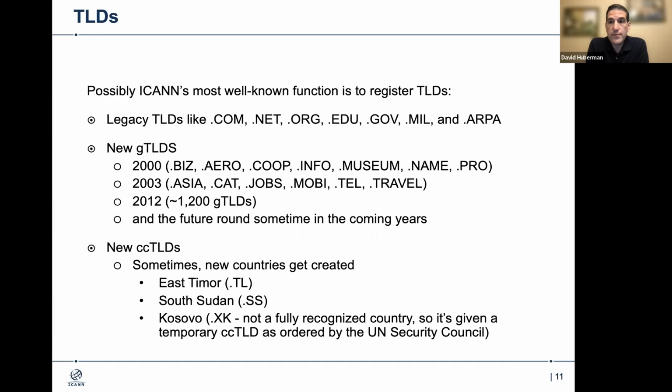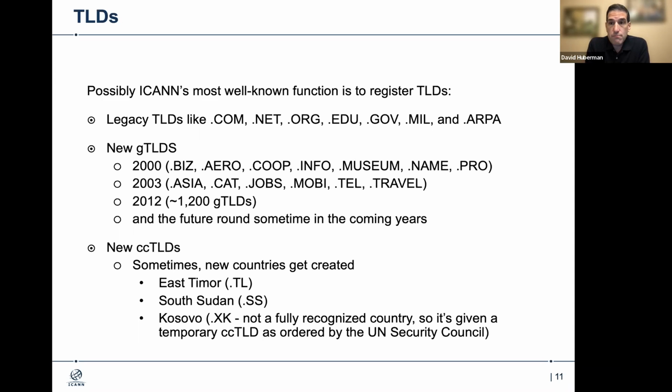We had a couple of rounds of new top-level domains, generic top-level domains, that we added on the internet, starting with around 2000, where we added 7 more, in 2003, where we added 6 more, and then the big round in 2012, 10 years ago now, we added somewhere around 1,200 new top-level domains to the root zone. And there'll be future rounds coming up in future years. And this all happens at ICANN. This is all within ICANN's remit.